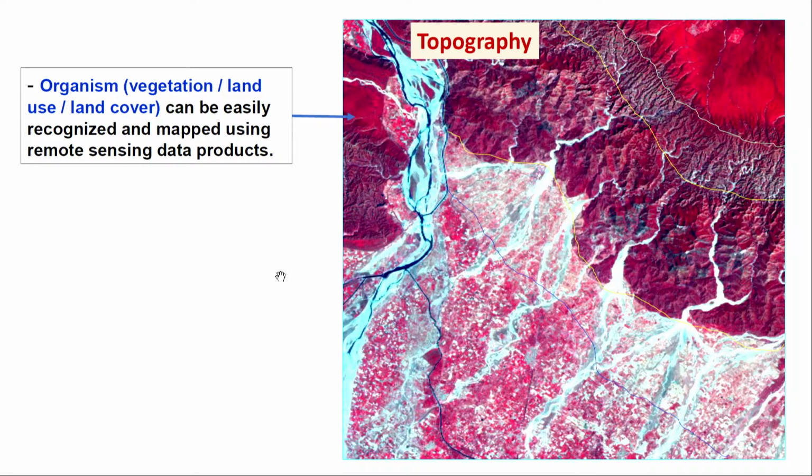The third factor which I told you governs soil variability is organism, that is land use land cover. Land use land cover we can easily see from remote sensing data: in the FCC, the dark reddish tone represents the forest. Orange red or light red color represents agriculture cropland, crop cover. And where the fields are fallow, they are represented by whitish.